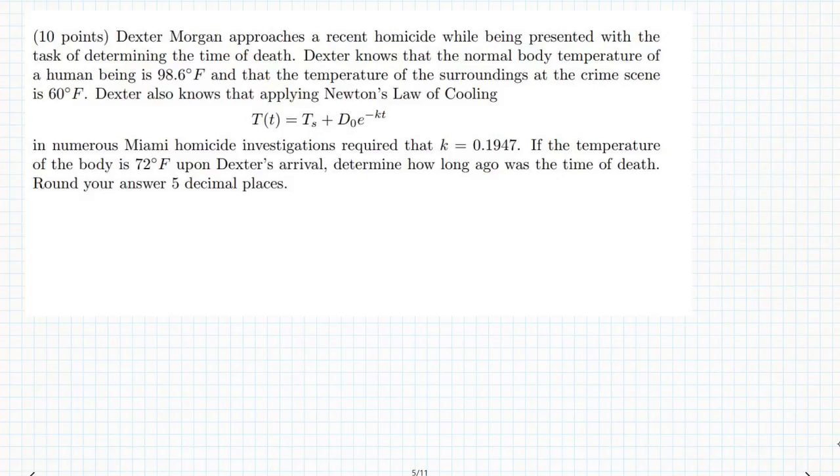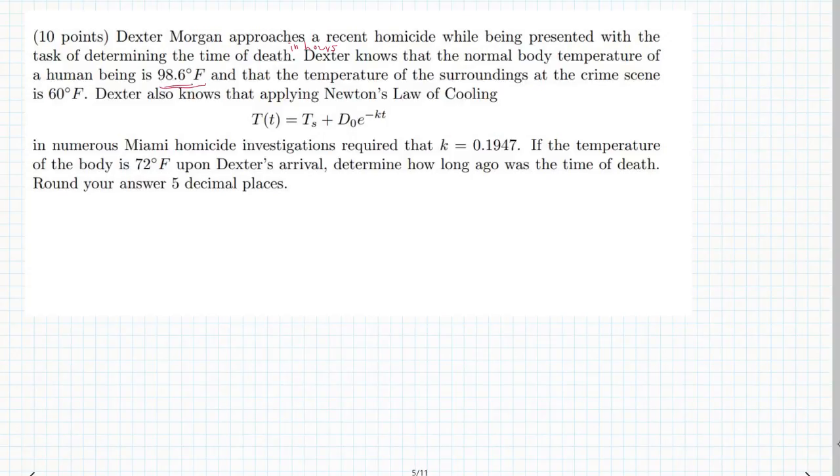Okay, so now let's take a look at a totally different sort of problem. We have Dexter Morgan approaching a recent homicide while being presented with the task of determining the time of death. And then I should put in hours. That's one thing I forgot here. Dexter knows the normal body temperature of a human being is 98.6 degrees Fahrenheit and that the temperature of the surroundings at the crime scene is 60 degrees Fahrenheit. So did I say 60? Yeah, I meant 98.6 degrees Fahrenheit.